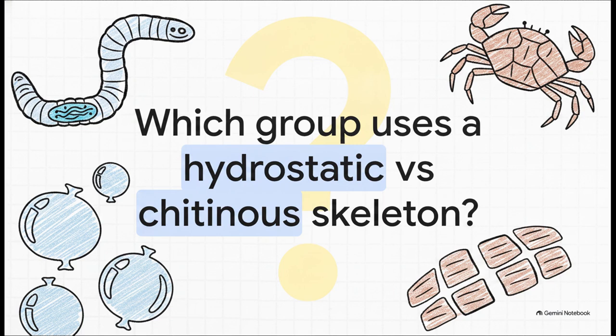Okay, quick formative check for you before our summary. Which animal group relies on a fluid-filled hydrostatic skeleton, and which one relies on a hard chitinous exoskeleton? Think about it for a second. All right, remember that our segmented worms, the annelids, use that internal water balloon-like hydrostatic skeleton. Arthropods, on the flip side, wear their hard, protective chitinous exoskeleton on the outside.